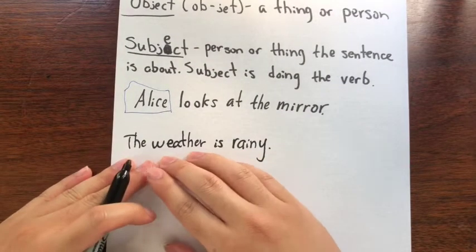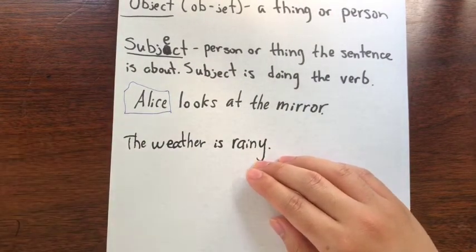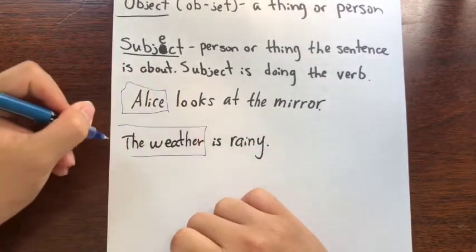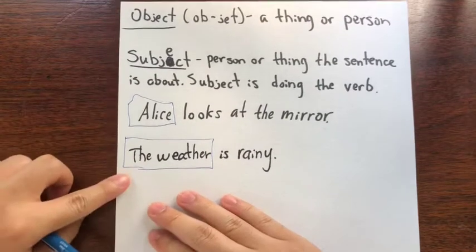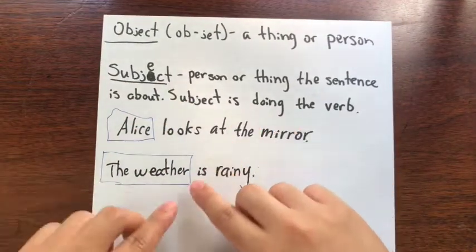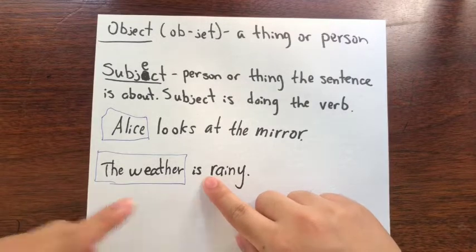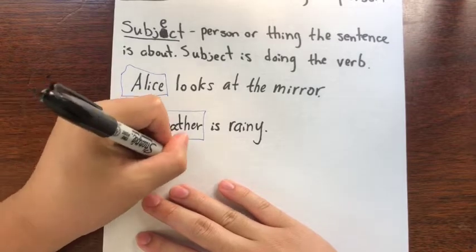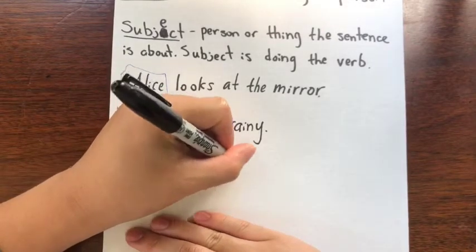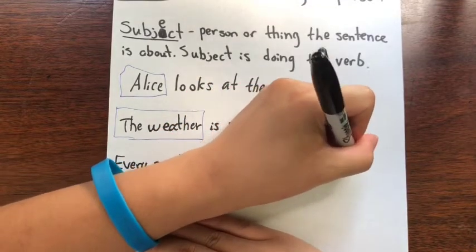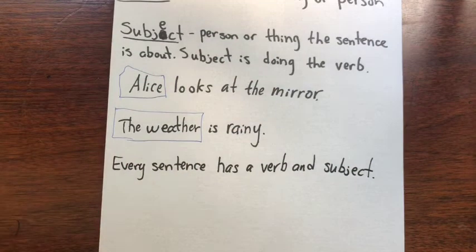In this sentence, the weather is rainy. So what is the person or thing the sentence is about? It's about the weather. So the weather is the subject of this sentence. The subject is here. The verb is. So every sentence has a verb and subject. Every sentence has a verb and subject.